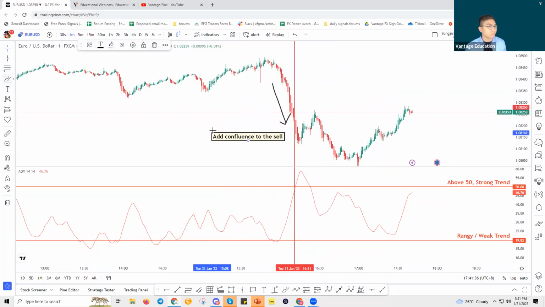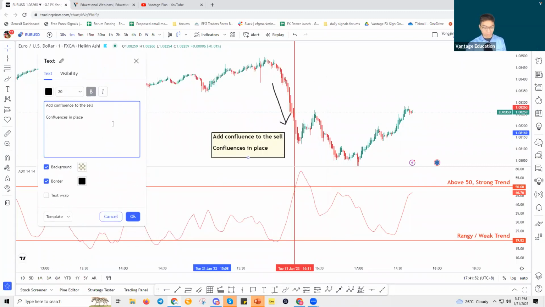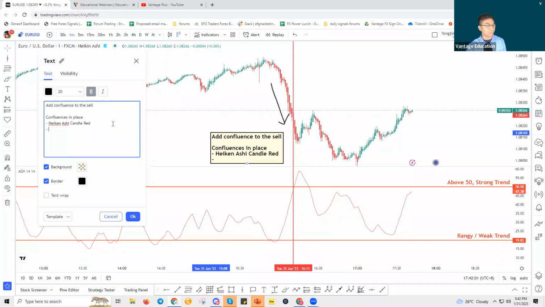So it's in a downtrend. So let me add the confluences. Add confluence to a sell, confluences in place. Okay, I should retype this. Confluences in place. First, we have the Heiken Ashi candle red. Next, we also have the price above the 50 ADX.